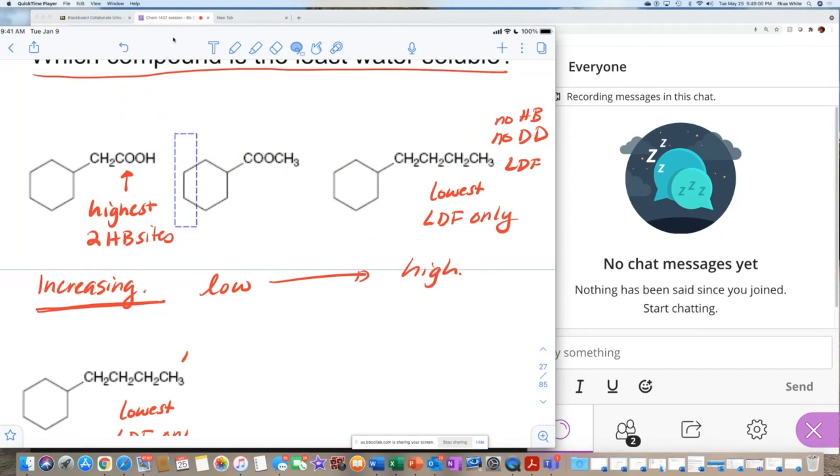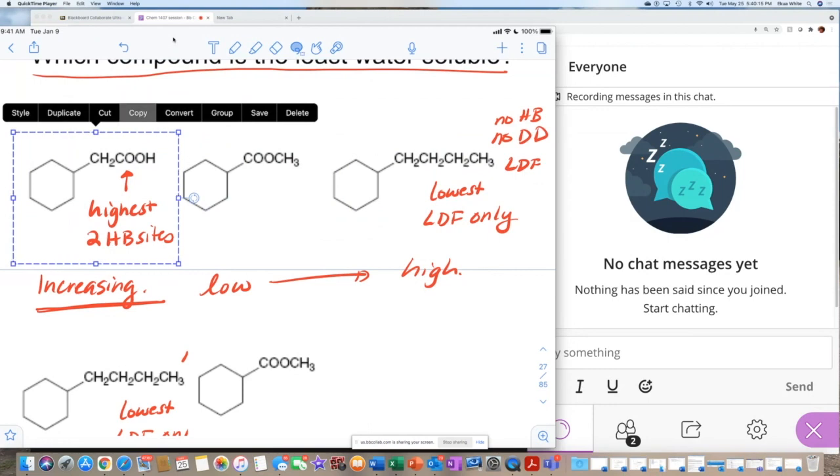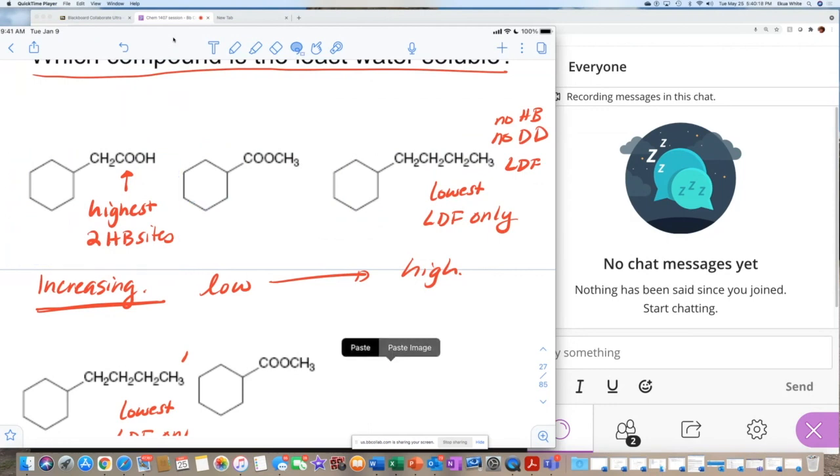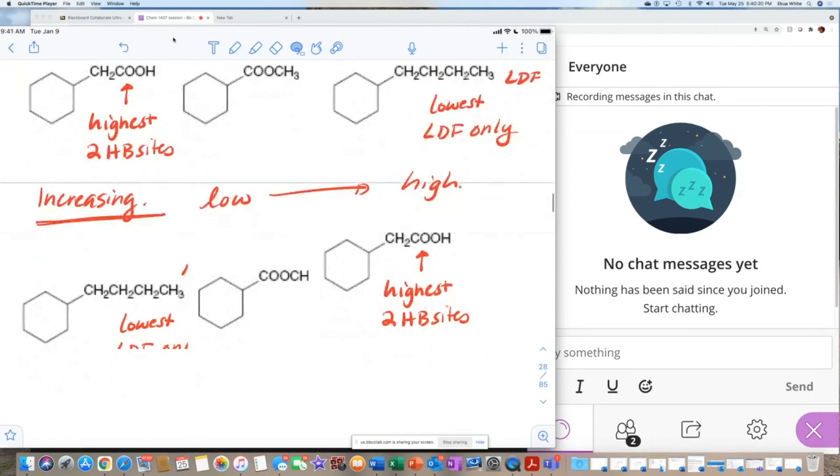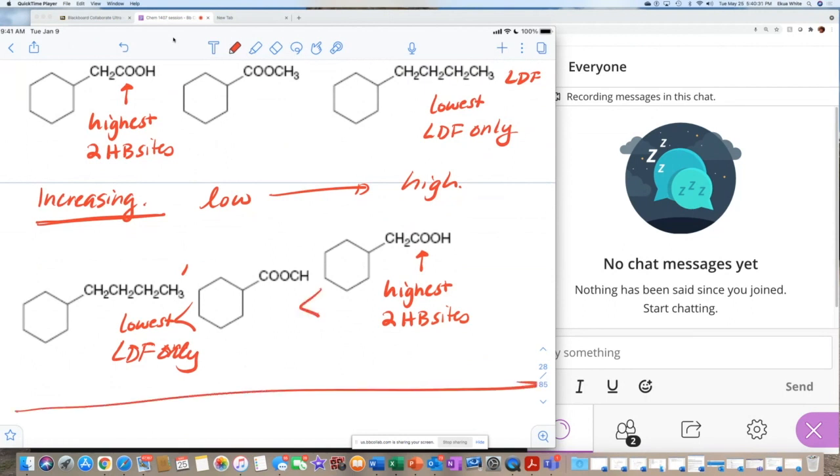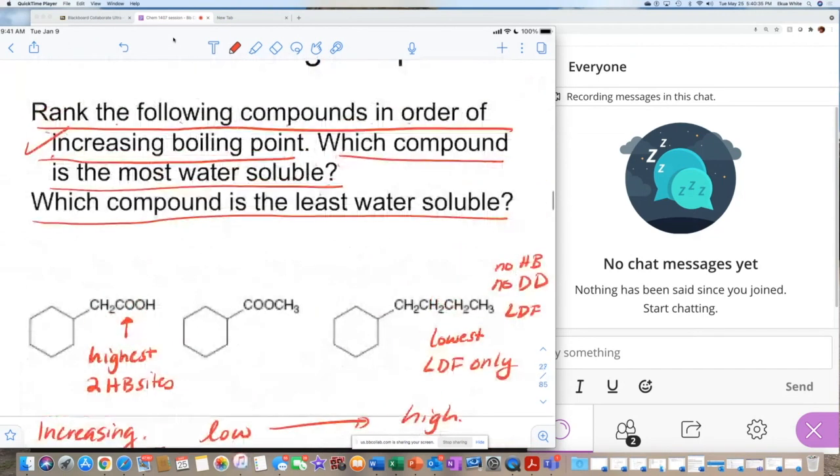Okay. Lowest. I'm trying to draw it and it's a lot to draw. Middle, the one in the middle, intermediate. And then this is the highest. So I have my lowest, LDF only, I have my middle and I have my highest. This is answering that question. You have to put the low on the left, the high on the right, or else you haven't answered the question.